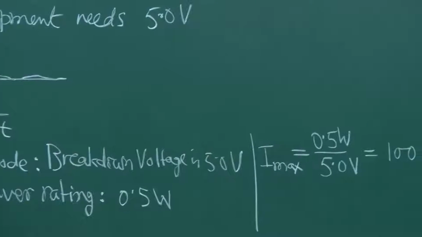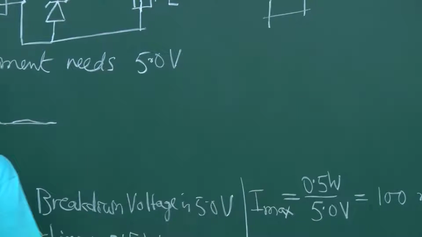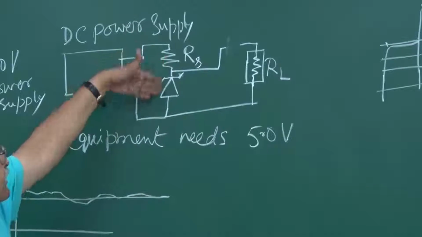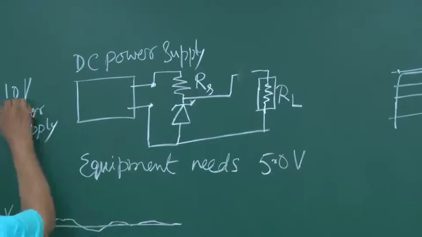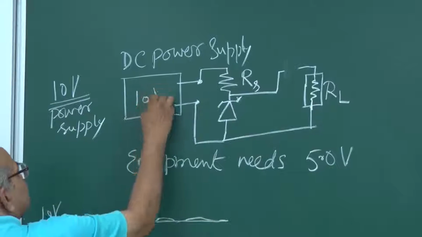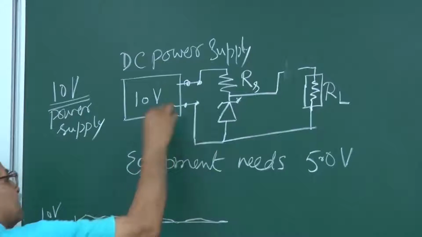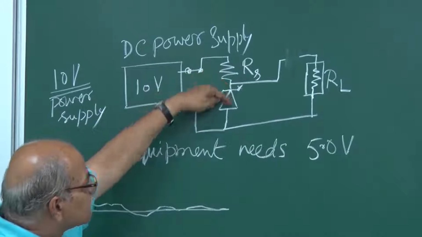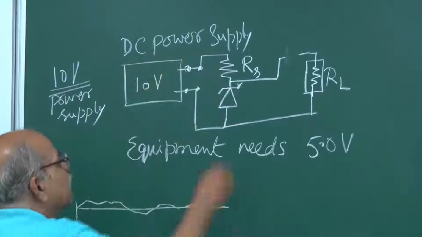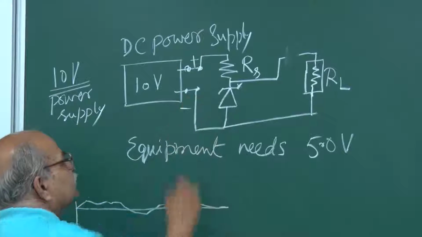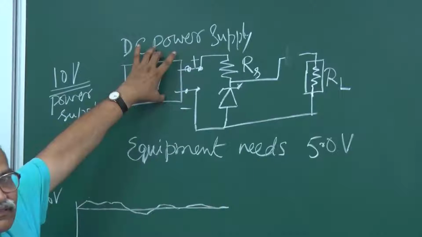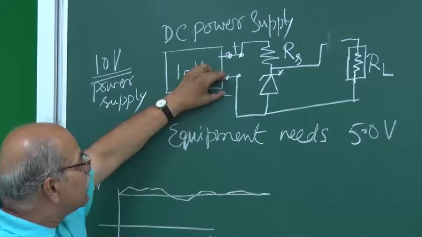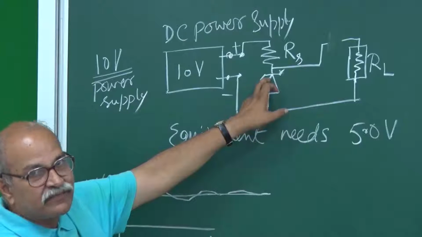To start with, let us say there is no load. Let me break this. Suppose it's just RS and the Zener, and suppose this is 10 volts. It is giving me 10 volts. Fluctuation is there, but 10 volts here. And your circuit is just this. Remember, this side is plus and this side is minus. This is DC power supply, so one side is positive, one side is negative, and then it is reverse bias.